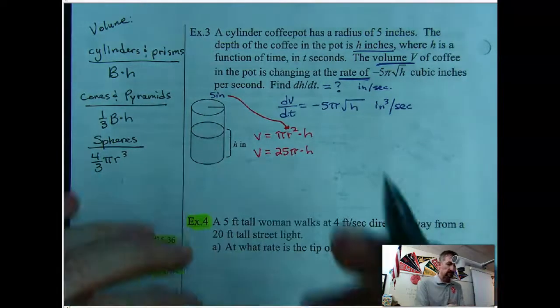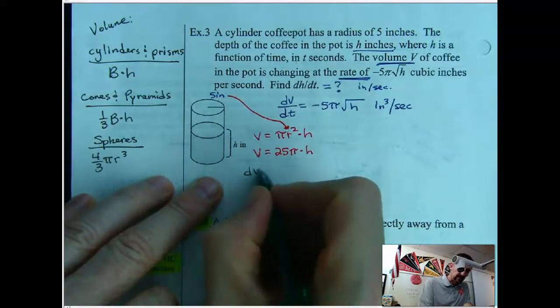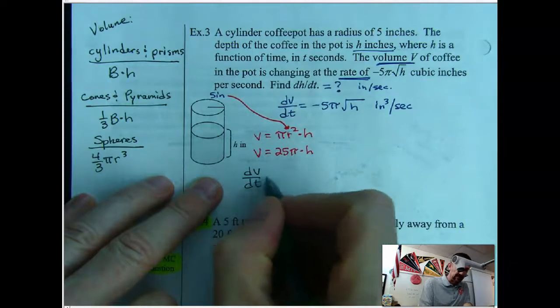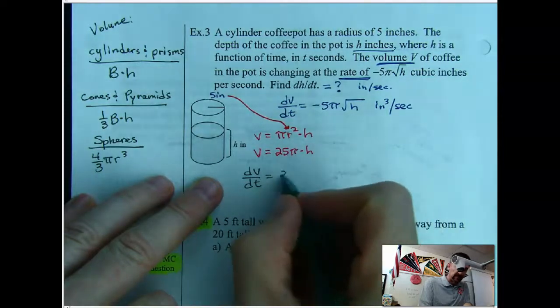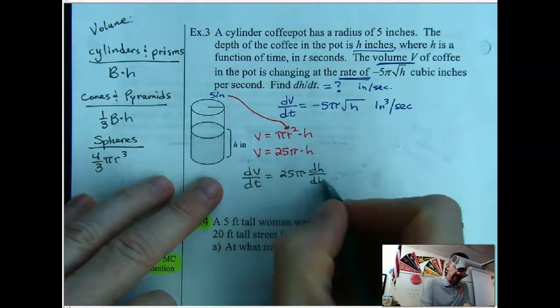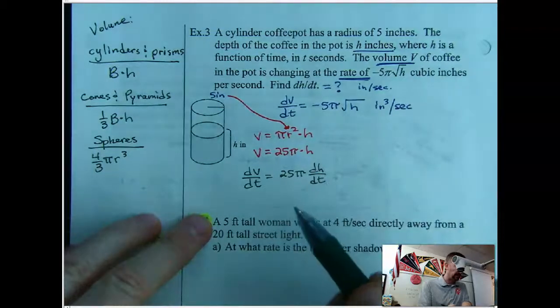All right. So then that was step 3. Step 4 is to take the derivative. Remember, step 1 and 2 kind of are the same thing as far as I'm concerned. But so you take the derivative. The derivative of this is 25 pi dh dt, because the derivative of h is just 1. And then because it's with respect to time, we have that.